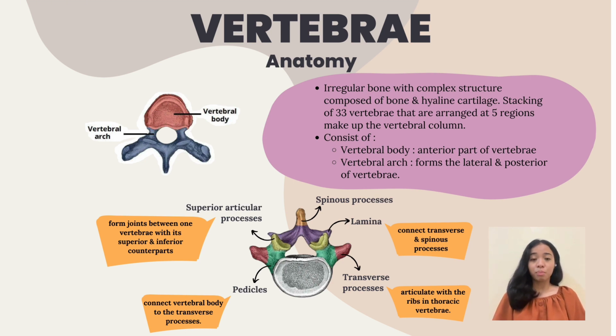To be more specific, there are 5 parts of the vertebra: spinous processes, lamina that connect transverse and spinous processes, transverse processes that articulate with the ribs in thoracic vertebra, pedicles that connect the vertebral body to the transverse processes, and lastly, superior articular processes that form joints between one vertebra with its superior and inferior counterparts.